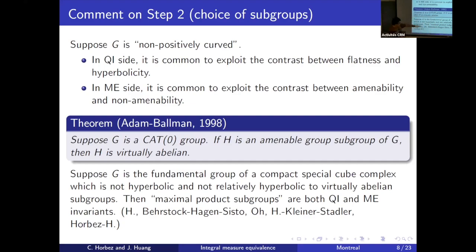Then the maximal product subgroups, meaning subgroups which are products of two infinite subgroups and which are not contained in other products, are both QI and ME invariant. The QI case was proved in different cases by different groups of people, and the ME case is joint work with Horbez. So this is already one piece of evidence towards this kind of thing. Okay, so this is my comment on step 2. To summarize, I cannot make this statement more rigorous; it's a vague statement that maybe under some form of non-positive curvature, some of the QI invariants and ME invariants would align.